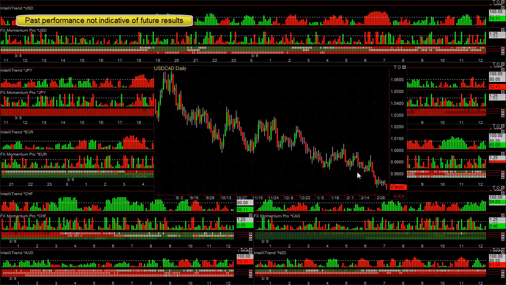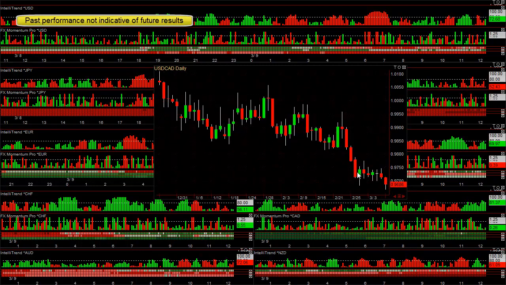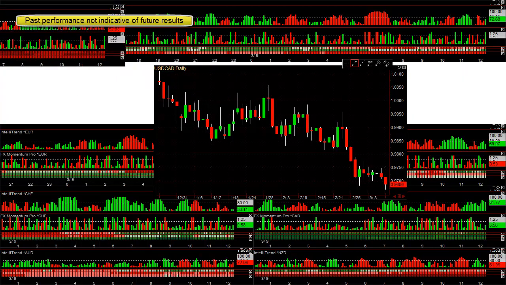Obviously the CAD benefits highly from increased oil prices. So as other dollar pairs over the last day or day and a half, 2 days have been going up, this one was sitting right near its lows. Pretty much a no-brainer. And when it broke the lows today, you wanted to go short. And oops, let me put this back.